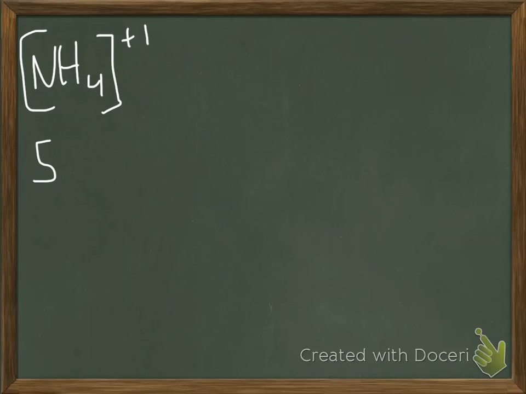Next up, NH4, ammonium. You're probably familiar with that word, ammonium, NH4. And take note of the charge. It has a charge of +1. So let's count the electrons. Nitrogen has 5. There are 4 hydrogens. Each hydrogen has 1. But we have a charge of +1.